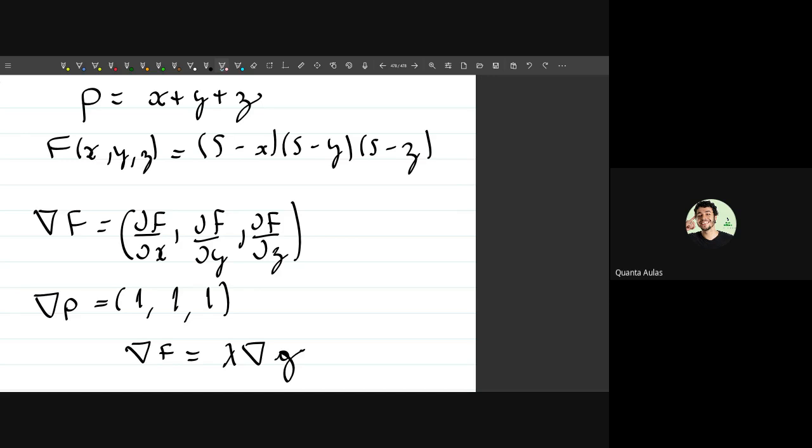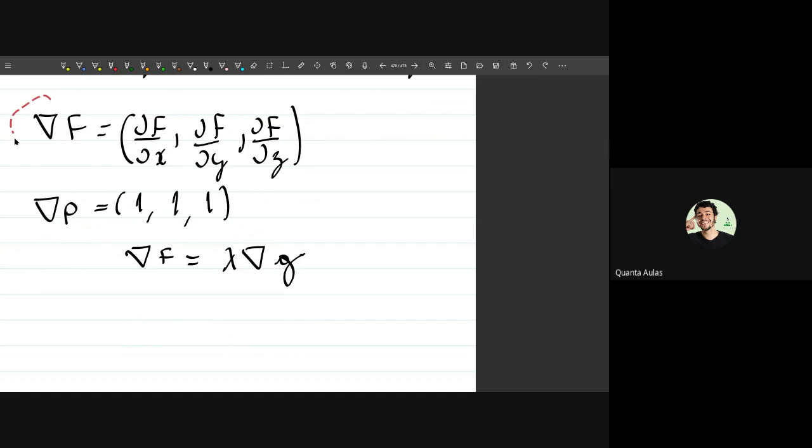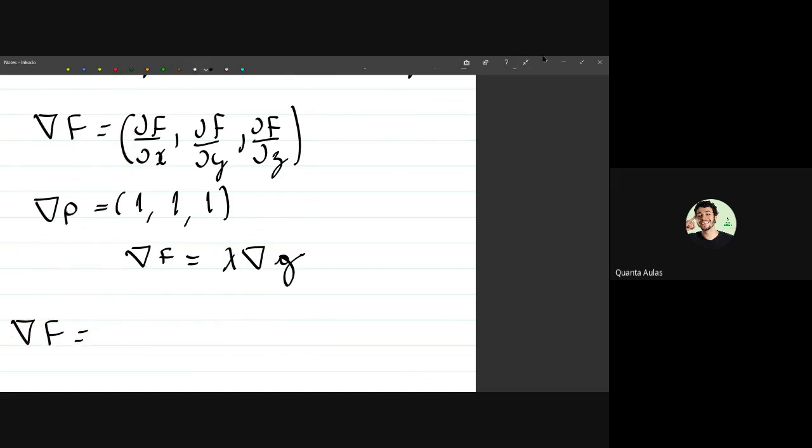Okay, you did. So we can rewrite things, because we have the gradient now. Our gradient is... let me see. I can write all the things.